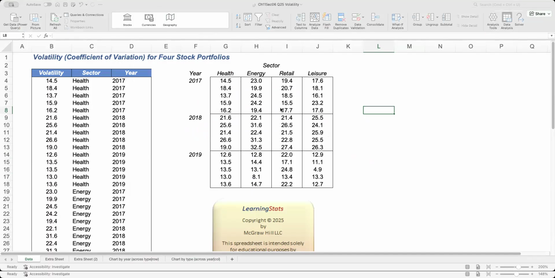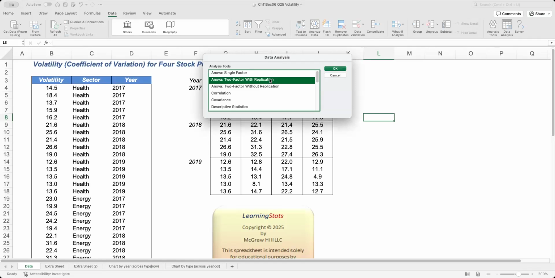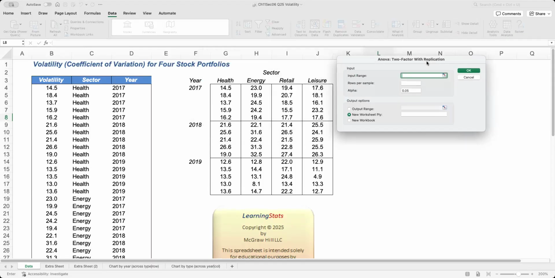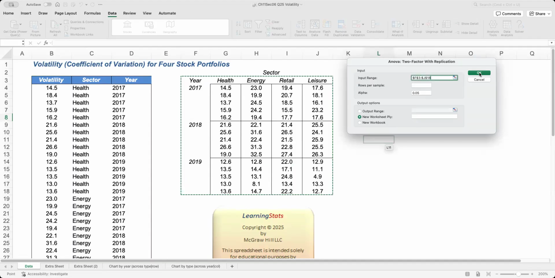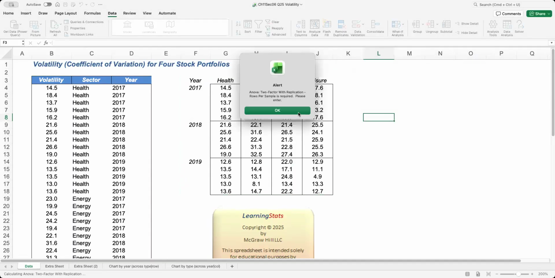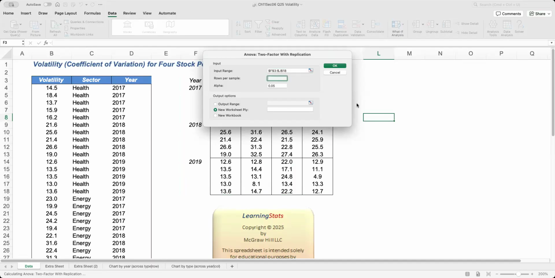Data analysis. I want to do an ANOVA with replication, not without, because I've got multiple pieces of data per cell, and they are balanced this time. I've got 5 observations for each year and portfolio type. This is balanced data. So it says, where's your data? Right here. Click. Rows per sample. Oh, there are 5 rows in each sample. I'm doing alpha 0.05, and I wanted to push this into a new worksheet.